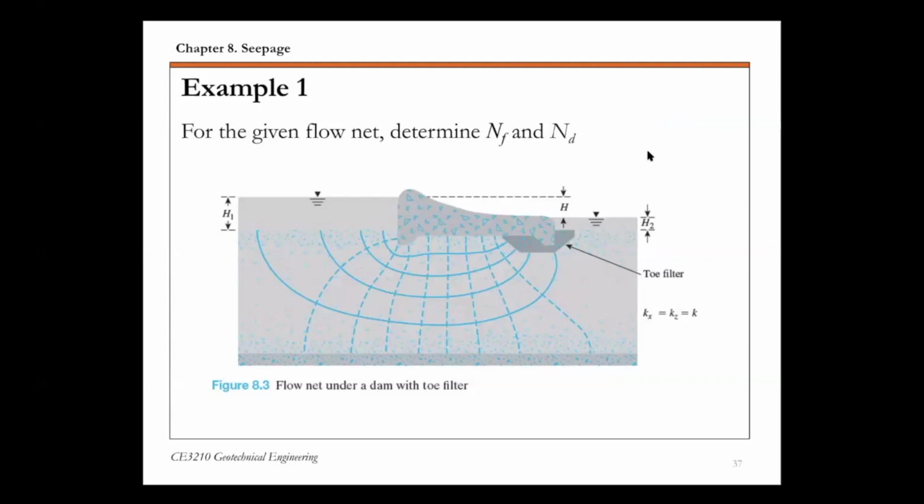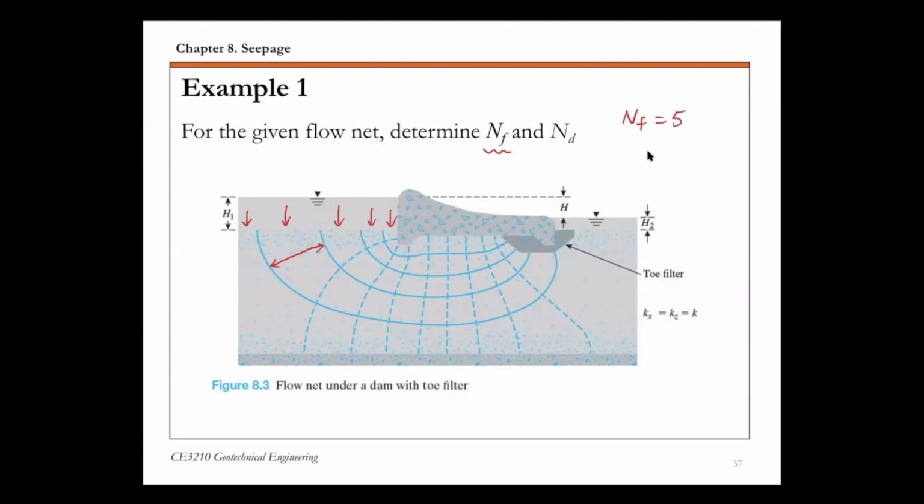In example one here, this is just a very simple example. You're given this flow net. This is one of the two flow net pictures I showed in the previous slide. You're asked to determine NF and ND. So NF, remember, that's the number of flow channels. If you look at this flow net, we have 1, 2, 3, 4, 5. A flow channel, again, is a channel bounded by two flow lines. So that's one flow channel. So for this flow net, NF equals 5.